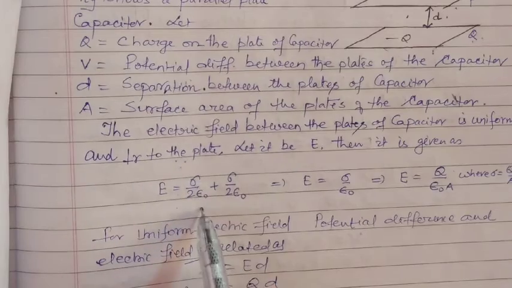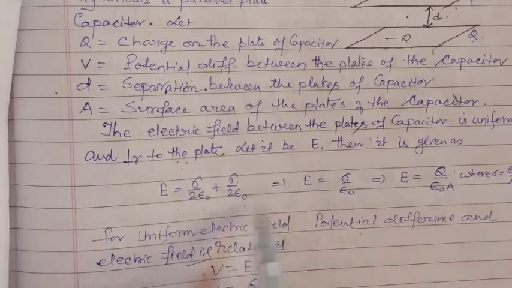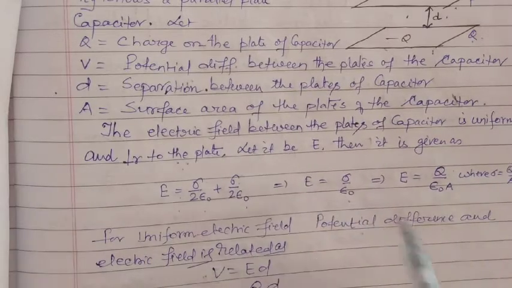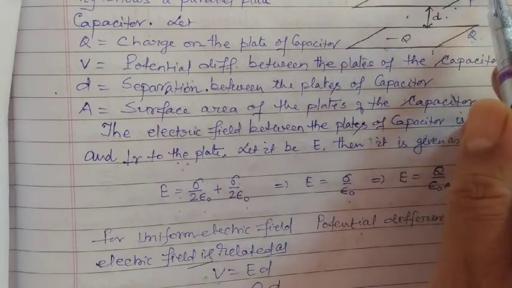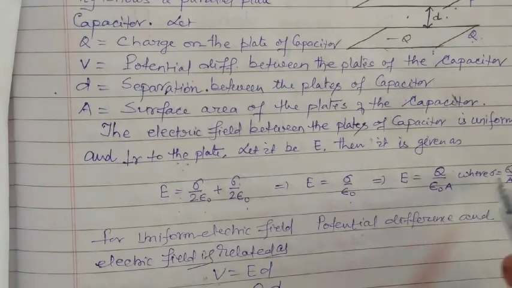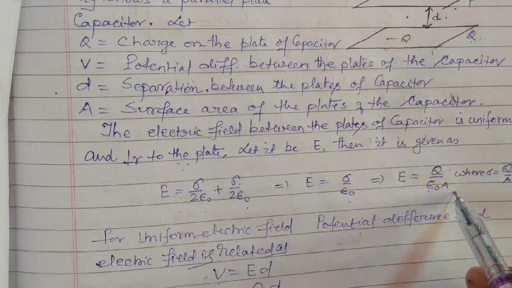E is equal to sigma by 2 epsilon naught plus sigma by 2 epsilon naught, so this gives E is equal to sigma by epsilon naught. Sigma is the surface charge density. Here the total charge Q is spread over the area A, so sigma is Q by A. Putting its value, the electric field becomes Q by epsilon naught A.